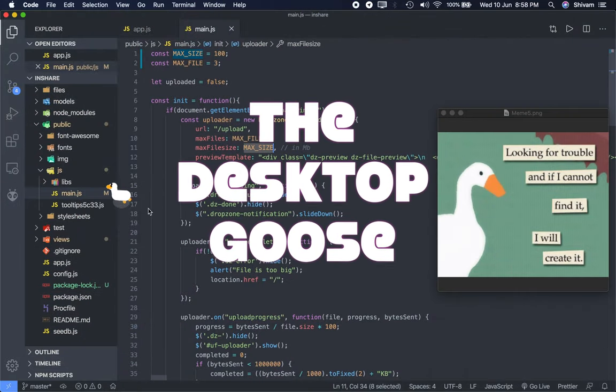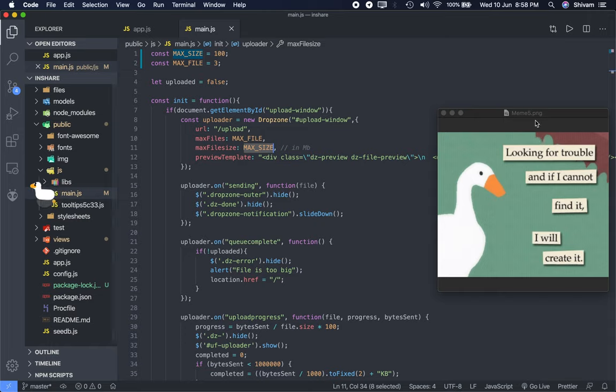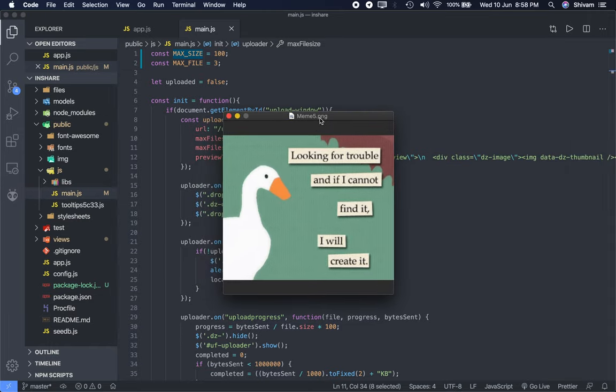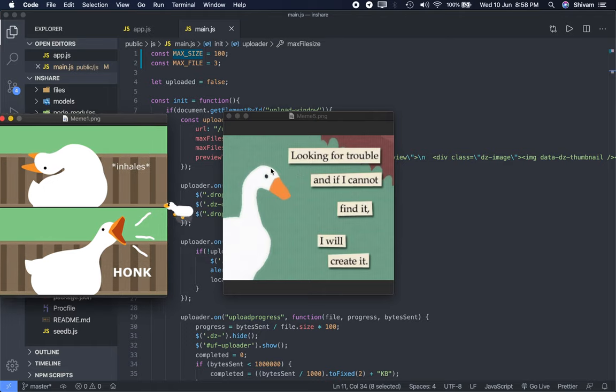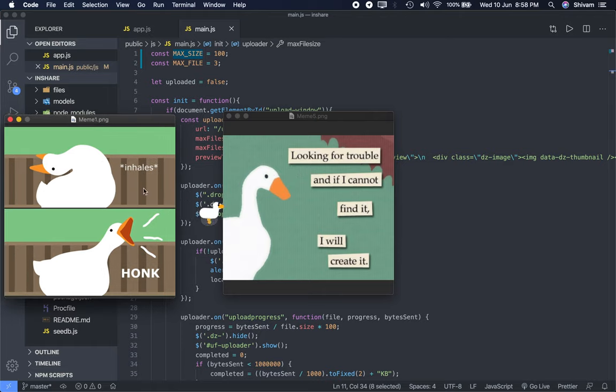Hey guys, see, I have got a goose, and this goose is very naughty. See what it is throwing at me? Looking for trouble, and if I cannot find it, I will create it. Okay, it is creating problems. See what it pulled again? I'll honk. What the hell, man?